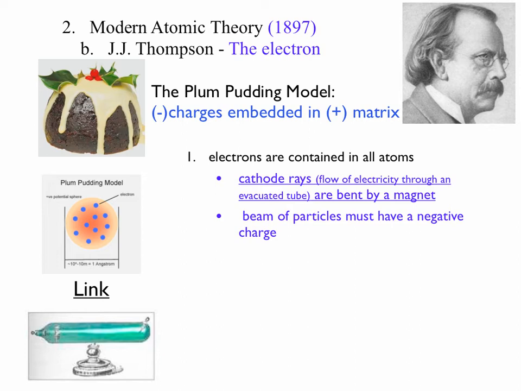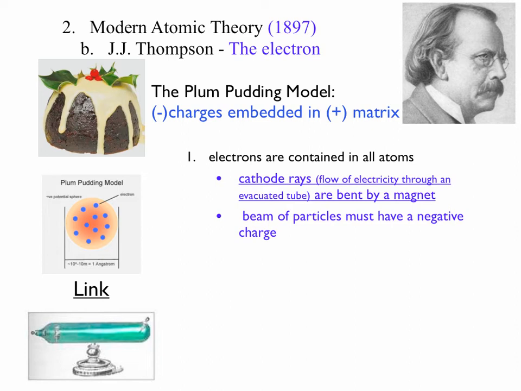Knowing that the side of the magnet that he was putting next to the cathode ray tube was also negatively charged, knowing that like charges repel each other, he was able to observe that the negative side of the magnet was repelling the beam, which means the beam was made up of some sort of negatively charged stuff.